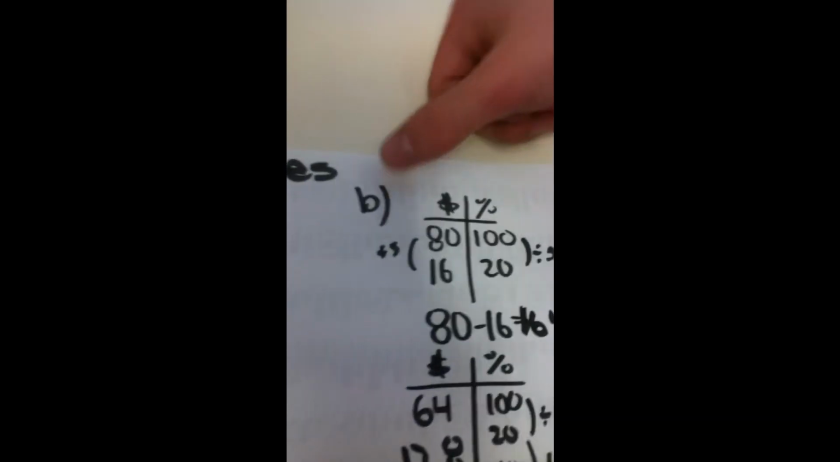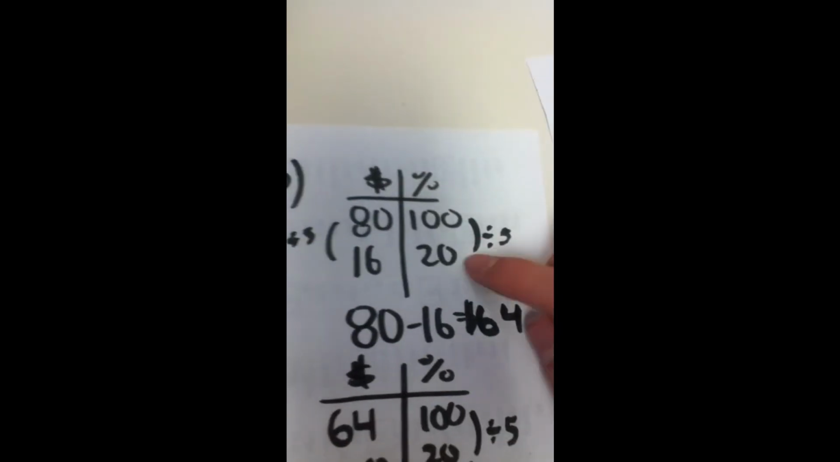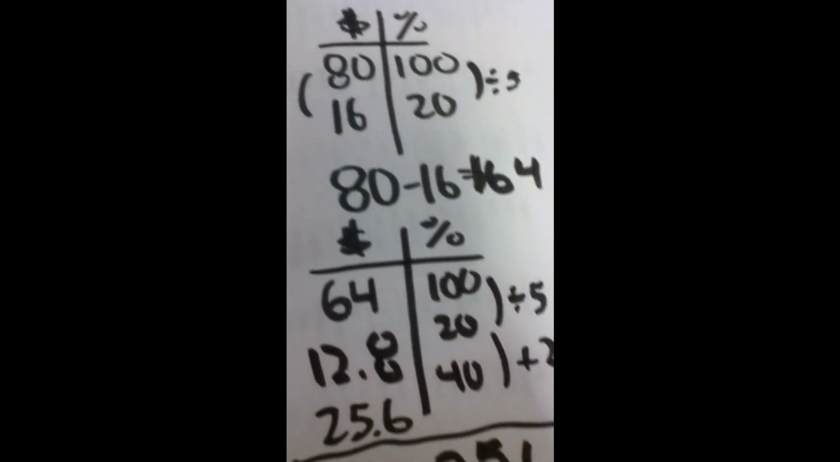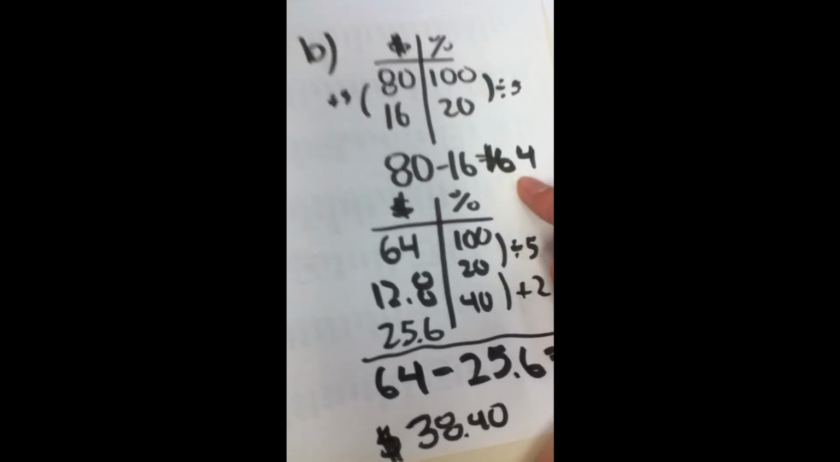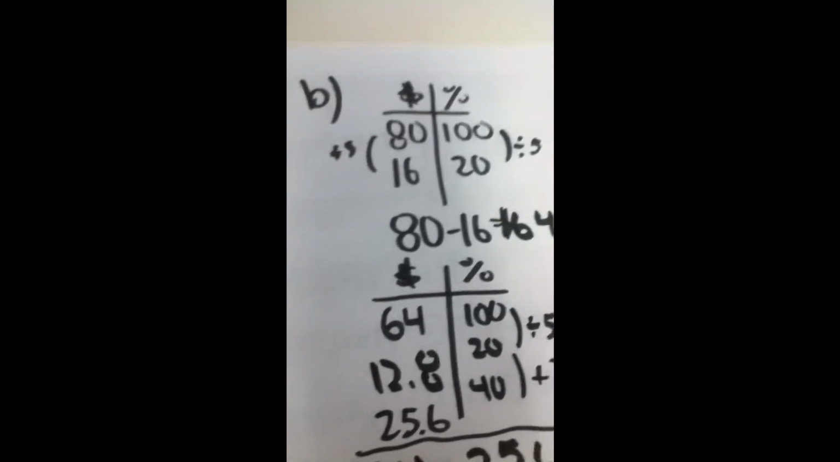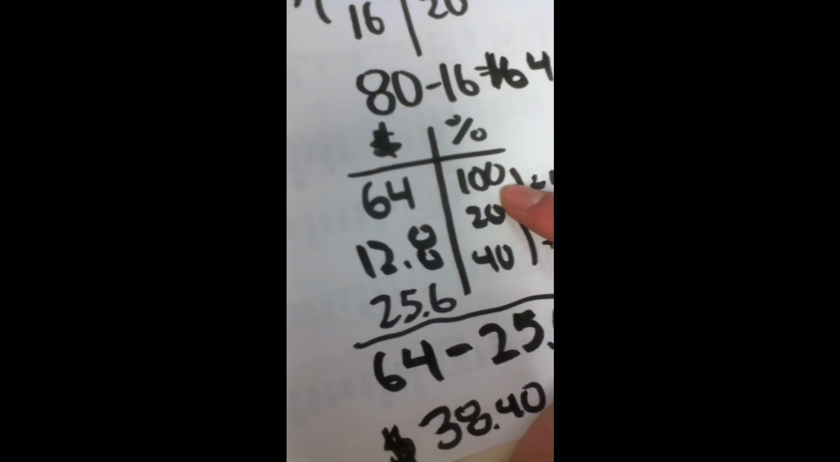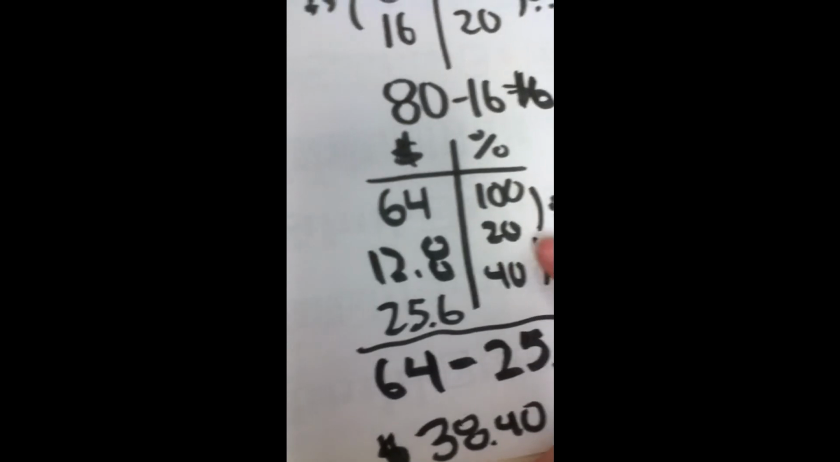And the other side, which is B, I used another ratio table, $80 and 100%, and I divided both sides by 5, which equaled 20% on one side and $16 on the other. And I did 80 minus $16 to equal $64, so I can find the price of how much the shoes was discounted. And then after, I put $64 and 100, and then divided by 5. 100 divided by 5 equals 20.